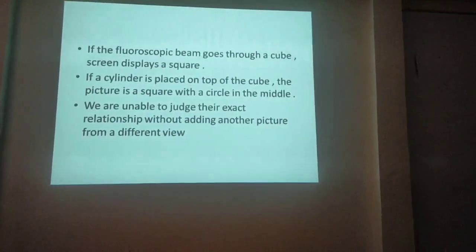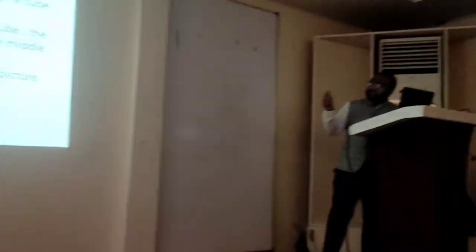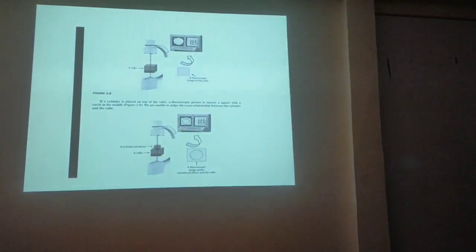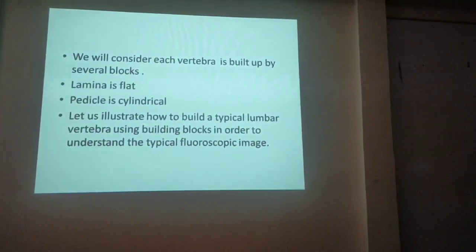If a fluoroscopic beam similarly goes through a cube, it will display a square. Why I am telling you all this, I will come to in the next few slides. The cylinder is placed on top of the cube. You will see a square with a circle in the middle. You can only judge the exact relationship by adding pictures from a different view. When you take a cube, you will see a square. When you put a cylinder on a cube, you will see a circle within the square. But to understand it completely, you need different views.